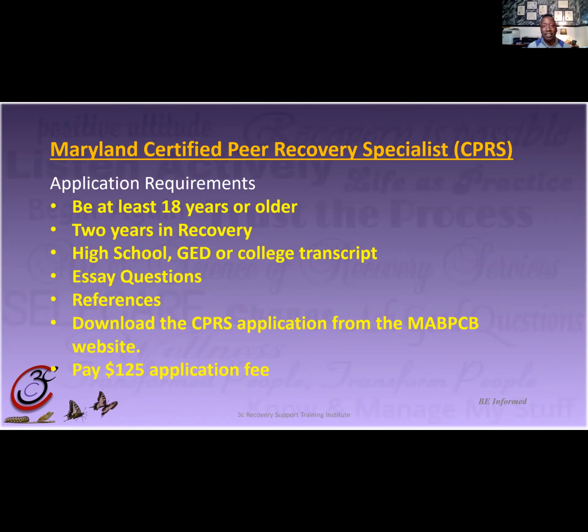There are references that are required. There are going to be both professional and personal references that you can provide. Again, go to the website, download the application now. The sooner you have it, the better, so that you can familiarize yourself with it. And once you're ready, we'll talk about the other requirements. Once you're ready, there is a $125 application fee that you have to submit before you can test, before you can take the test to become certified. Any questions about the general requirements?